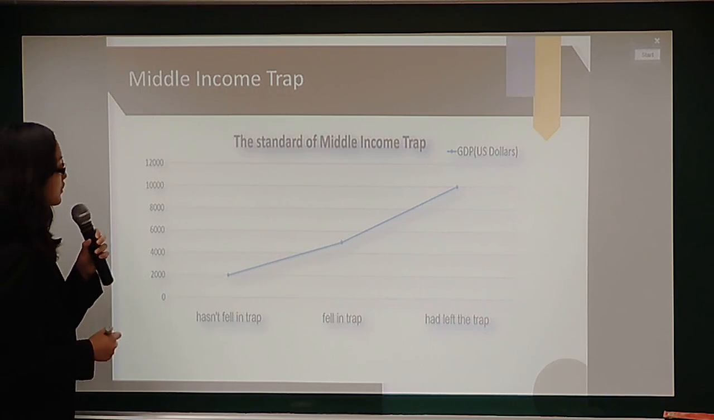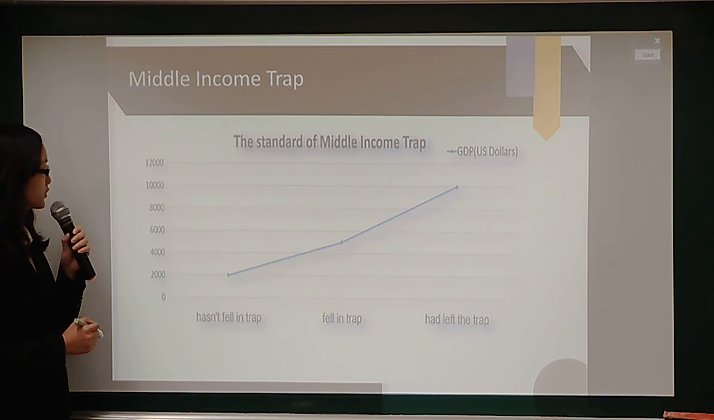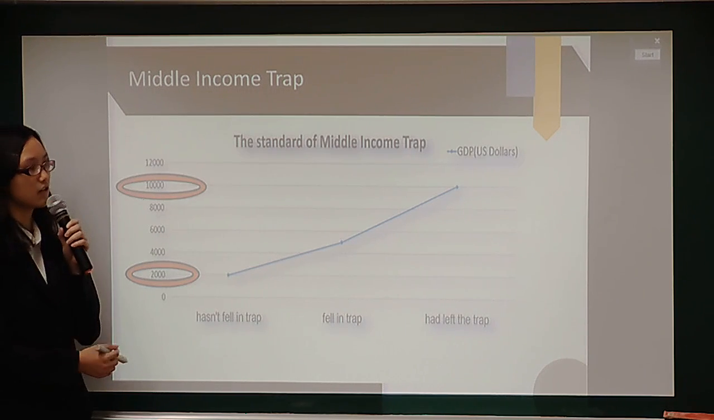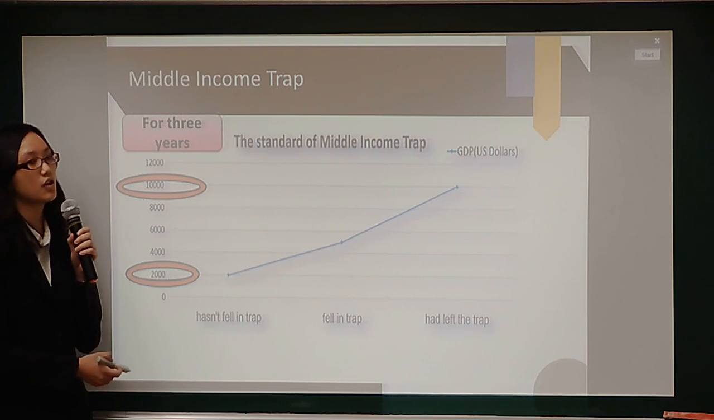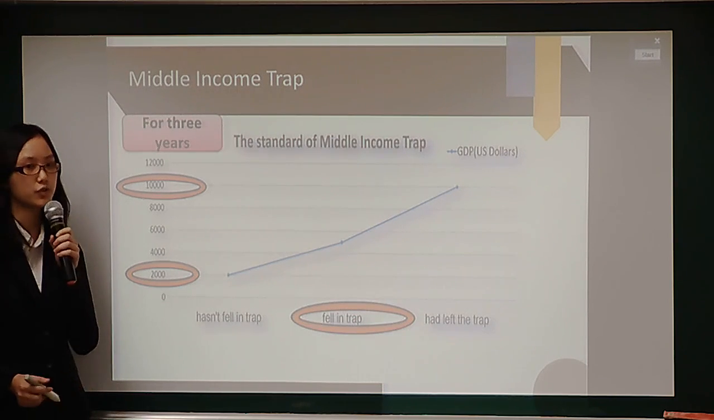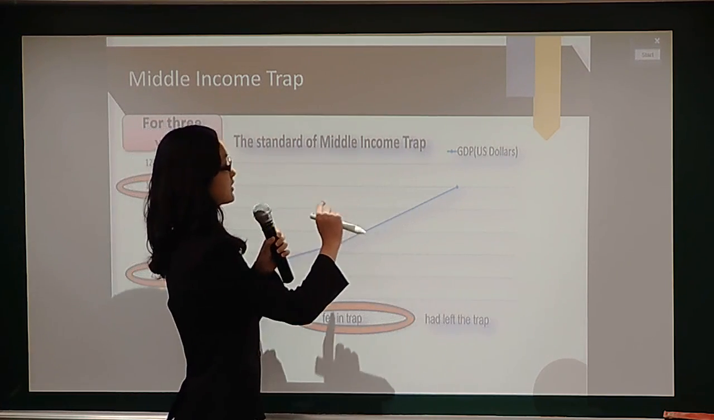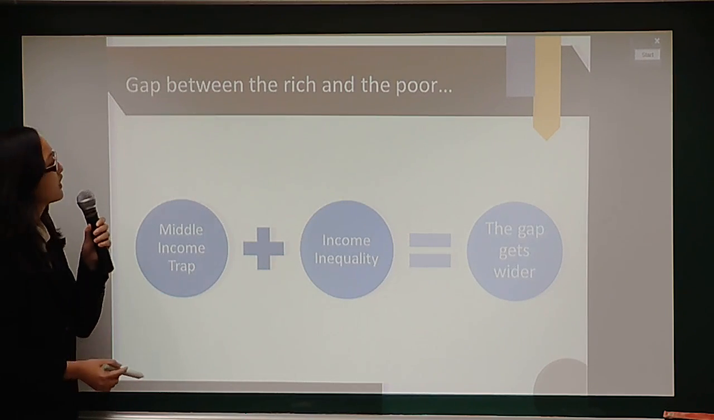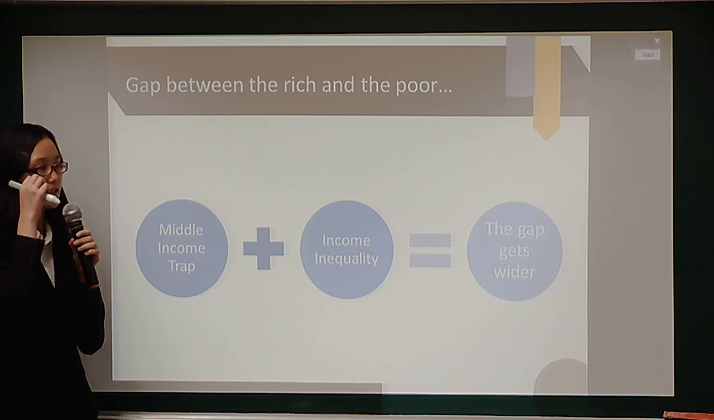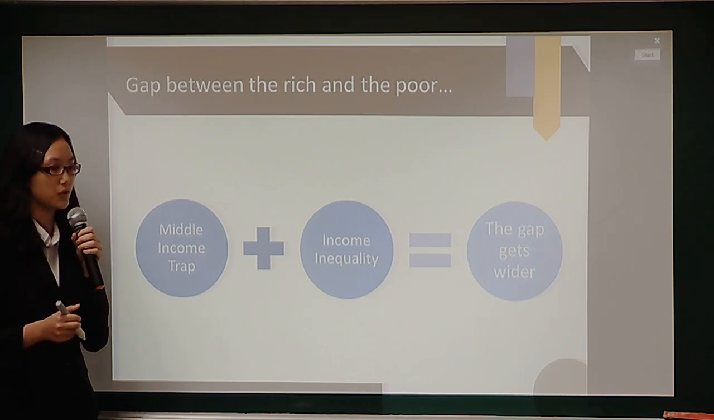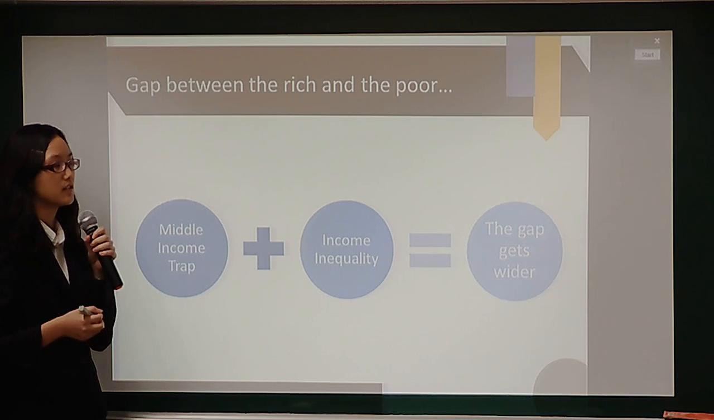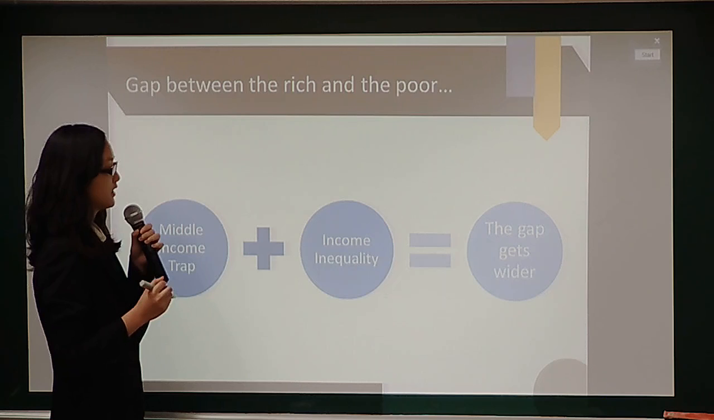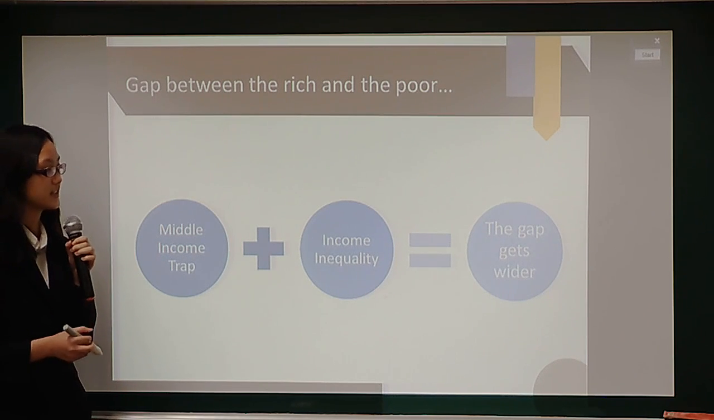This is the standard: if a country's GDP is between 2,000 and 10,000 US dollars for 3 years, we can call this country fallen into the trap. And in this picture, this GDP is per capita GDP. The next economic condition is the gap between the rich and the poor getting wider, because the country's income is almost all received by the rich. So income inequality increases the gap.